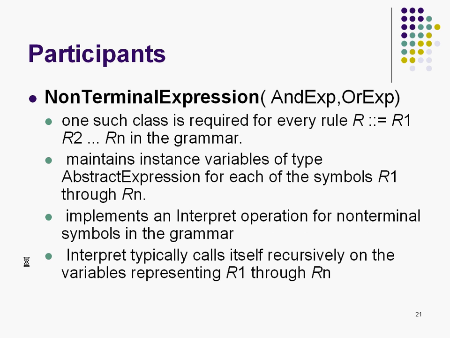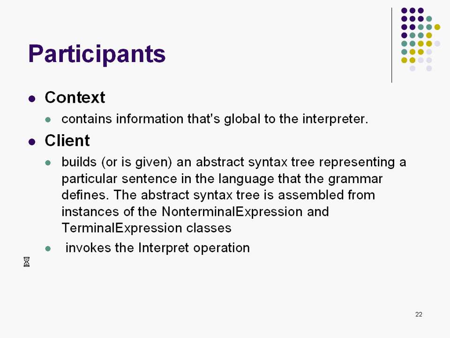Non-terminal expressions. Examples of non-terminal expressions are AND exp and OR exp. One such class is required for every rule. So in my grammar, the rules are of the form R ::= R1 R2 ... Rn. This maintains an instance variable of type abstract expression for each of the symbols R1 through Rn, and implements an interpret operation for non-terminal symbols in the grammar. And interpret typically calls itself recursively on the variables representing R1 through Rn. We have seen how it was actually done for the Boolean expression itself.